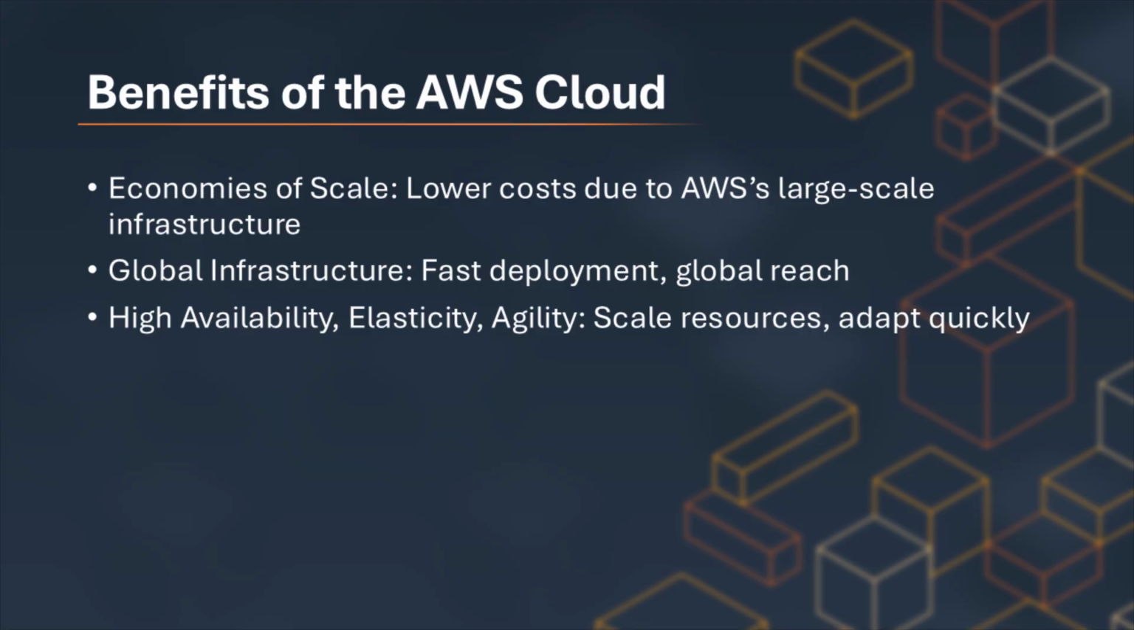The AWS Cloud also offers high availability, elasticity, and agility. High availability means your applications stay online even if a server fails, thanks to redundant systems. Elasticity allows scaling resources up or down automatically. For example, an e-commerce site can handle Black Friday traffic spikes by adding more EC2 instances, then scale down to save costs. Agility lets you experiment quickly, like launching a new app feature in hours instead of weeks. These concepts often appear in multiple choice questions, so understand how they differentiate AWS from traditional IT.